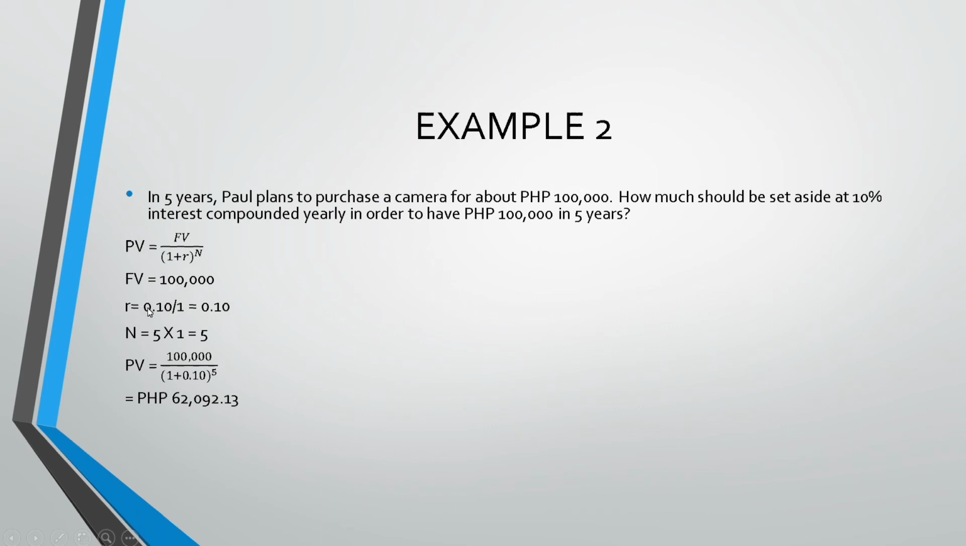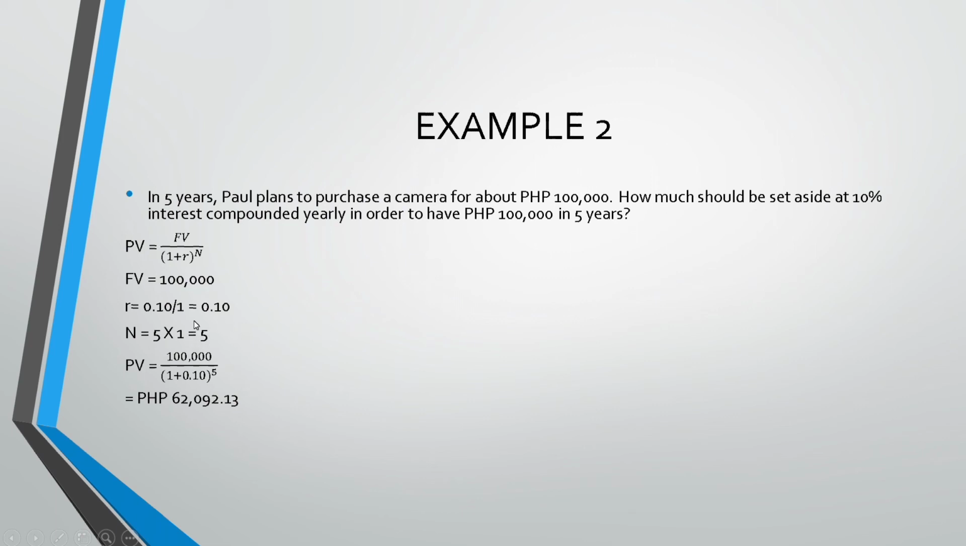And for our R, we have 10% or 0.10 divided by 1 because compounded yearly is equivalent to 1. Therefore, 0.10 divided by 1, we have 0.10. And for our N, we have 5 years multiplied by yearly, which is 1. Therefore, we have 5 also.